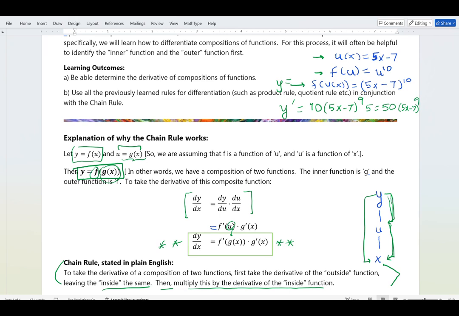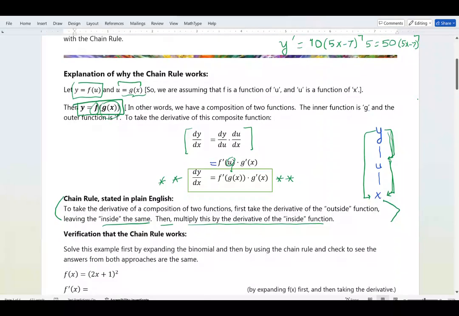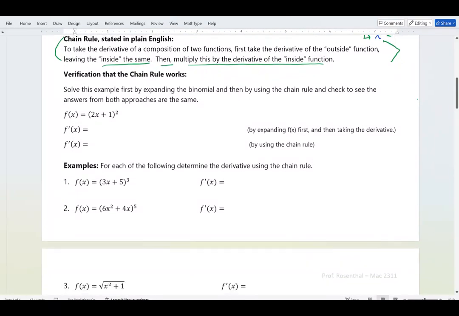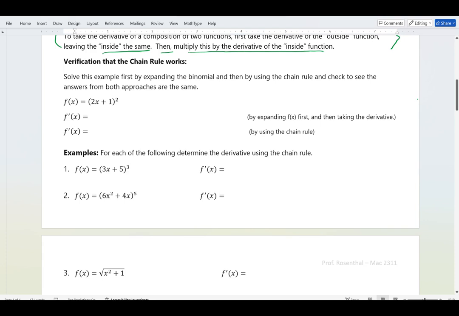So you see how much easier this method is. Contrast that with the former method where you would be forced to expand 5x minus 7 to the 10th power. Again, that would take us all day. So this is definitely going to save us time. And let's begin with example 1.